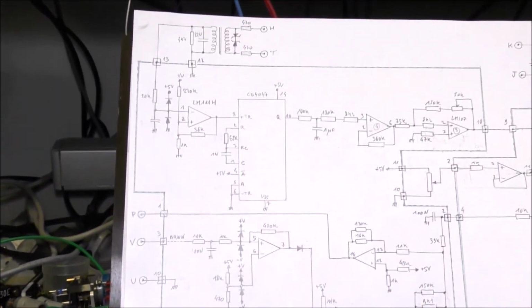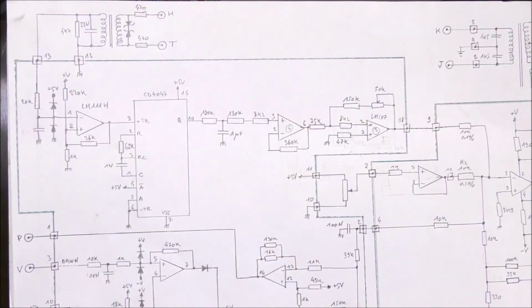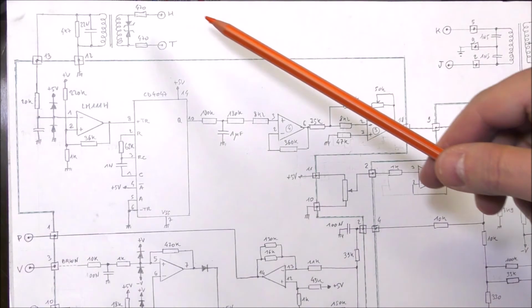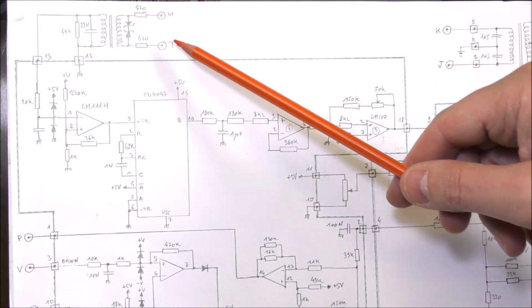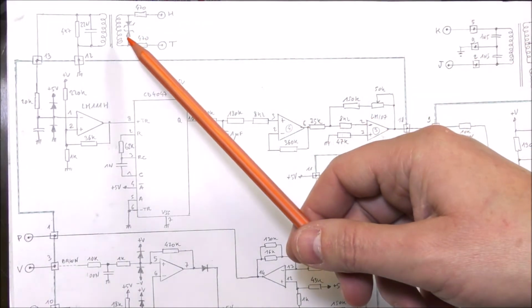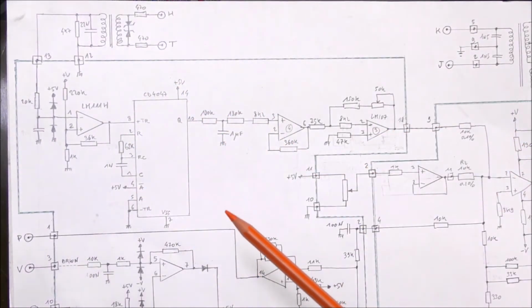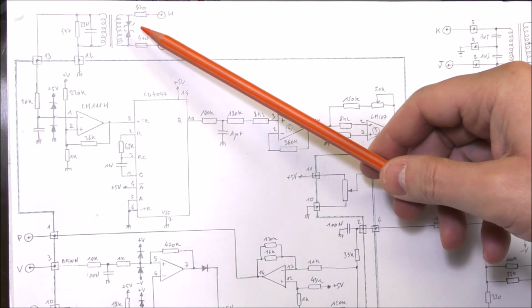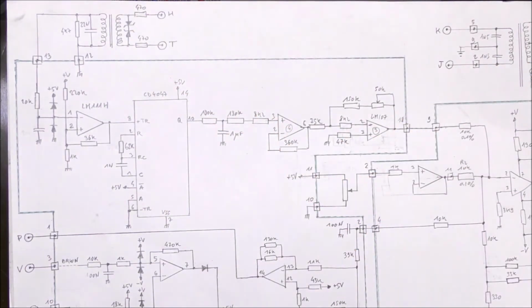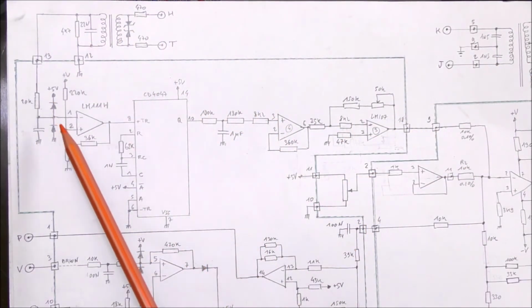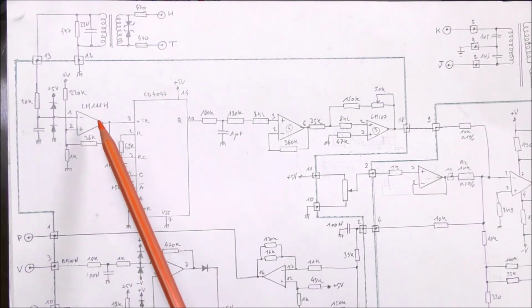Let's have a look at the input circuit. The input signal is present between these two pins of the rear connector, H and T. There is a transformer which permits to have a galvanic isolation between the input and the internal circuits of this instrument. So this permits to remove the possible common mode voltage. There are two Zener diodes back to back which permits to have a limiter. The secondary of this transformer is fed to this comparator, LM111.